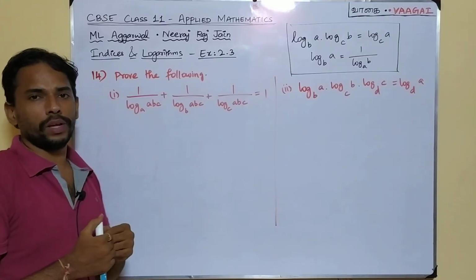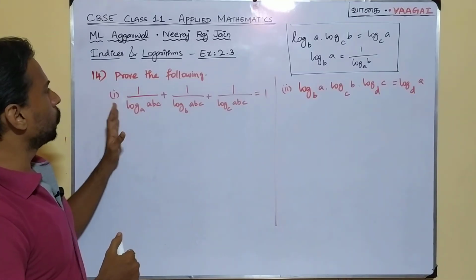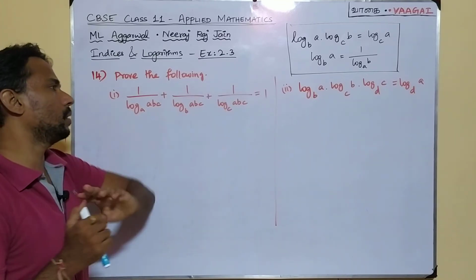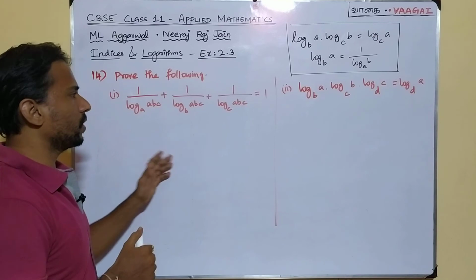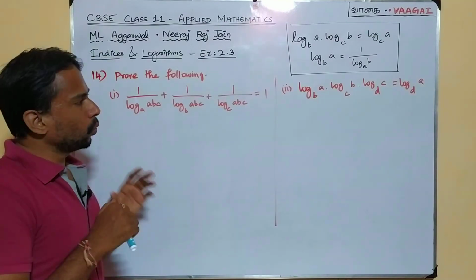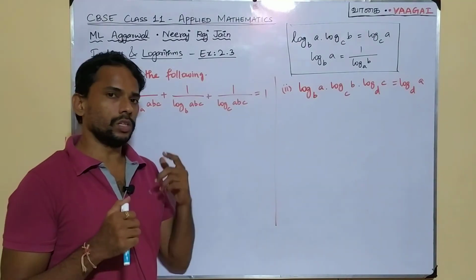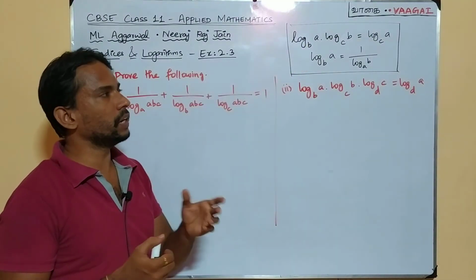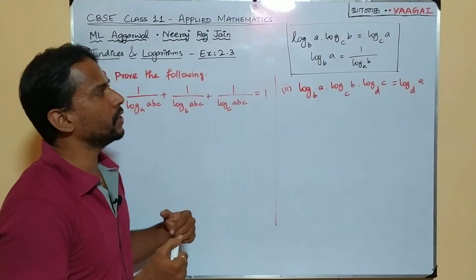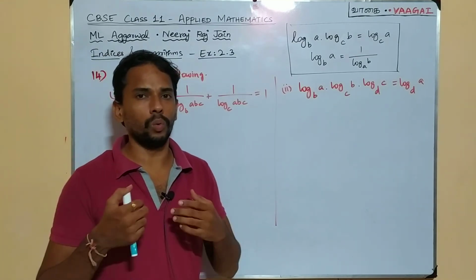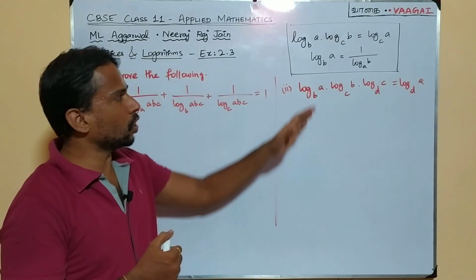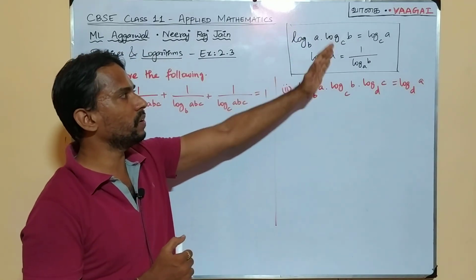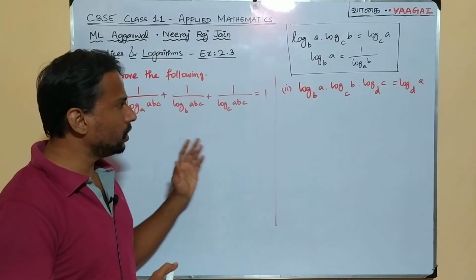Coming to question number 14, here we have to prove the following two subdivisions. We have two statements, two expressions, that we need to prove. To prove these expressions, we need to use the change of base rule. We have seen it in the introduction part, at the beginning of this video, where we saw all the rules. There at the end, we saw this change of base rule. Do you remember? The change of base rule is what we need to use here to solve these two problems.